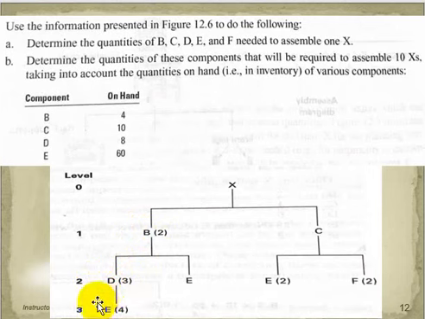In the same way, how many units do we need from E? 4. To produce one from D, we need four from E. So to produce three from D, we need 12 from E, four times three. And to make all of this equal to B, we have two times four times three, so it will be 24.